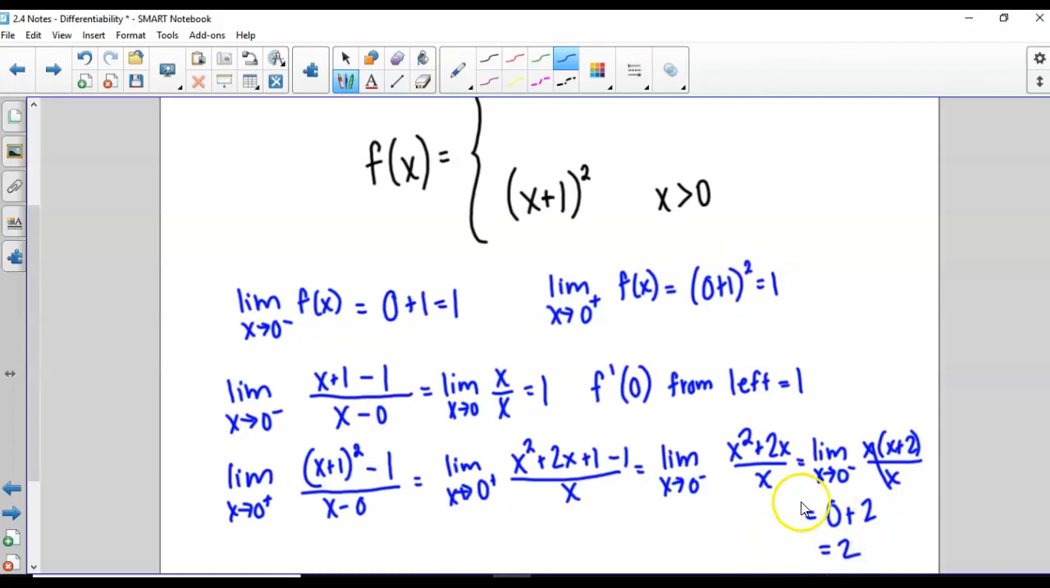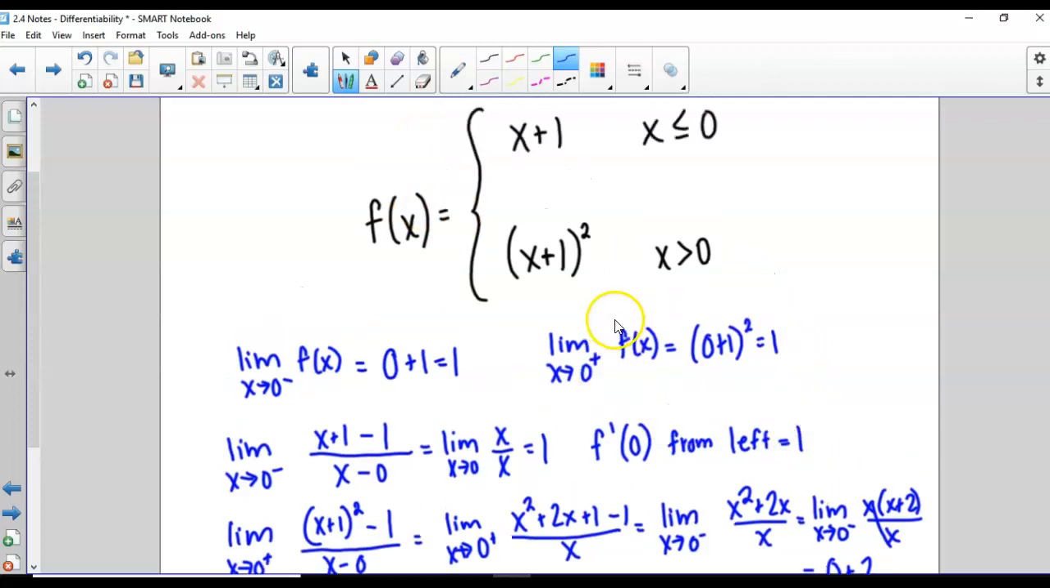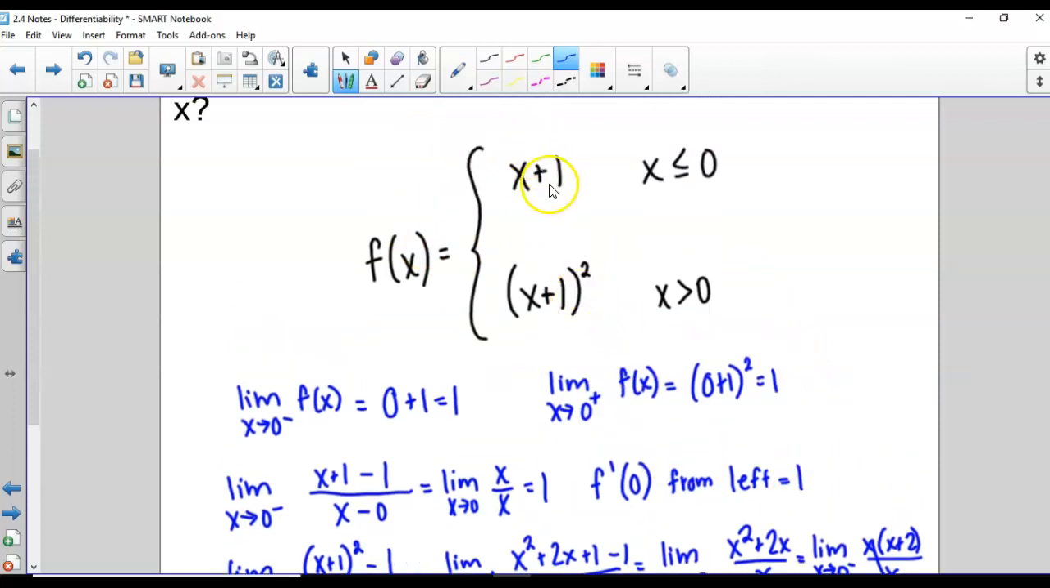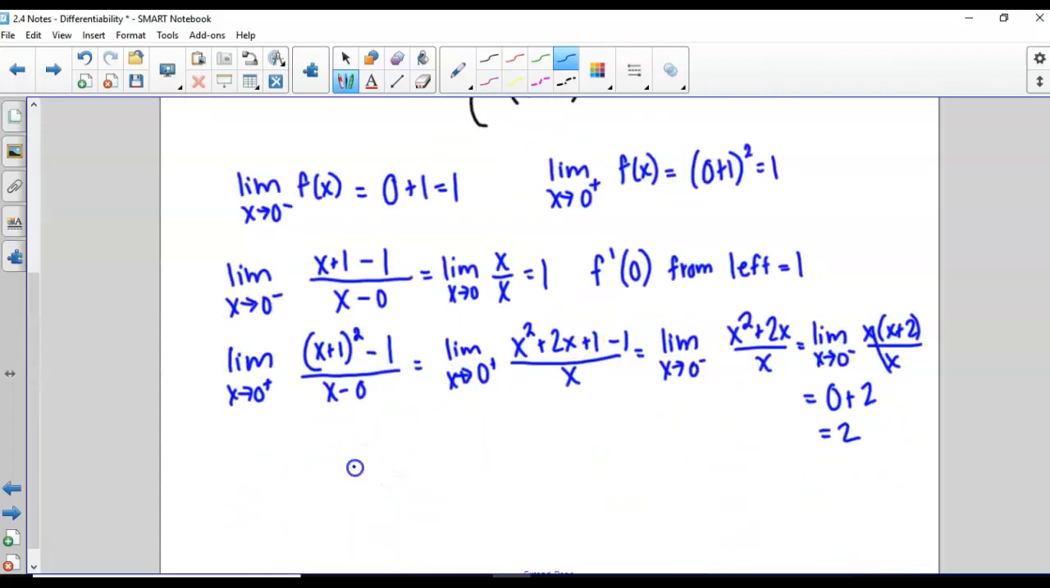So in this case, the function is continuous, but it is not differentiable, because whenever you take the derivative from the left, you get something different than the derivative from the right. So this would be not differentiable at x equals 0.